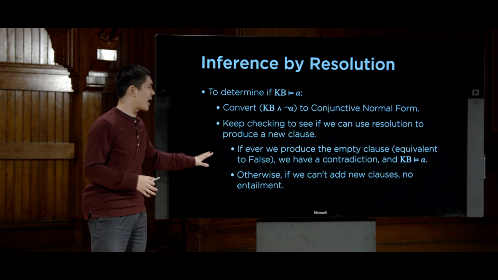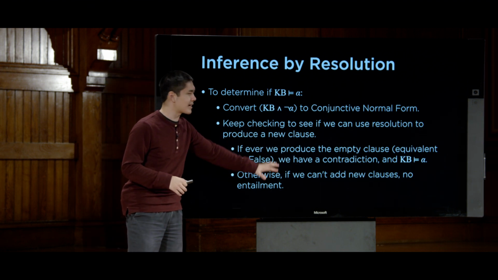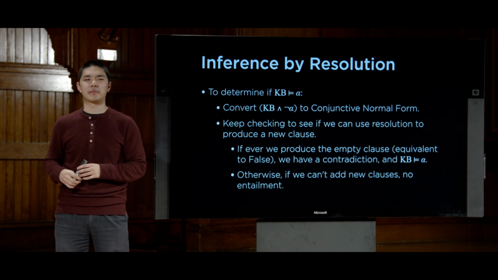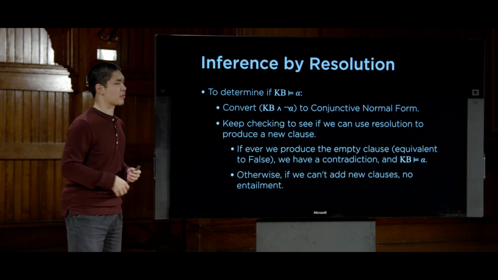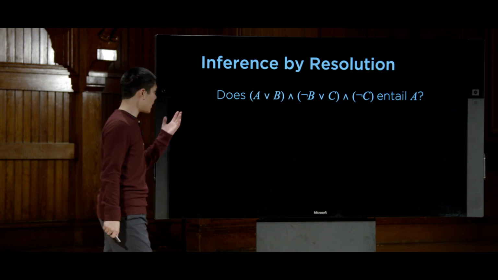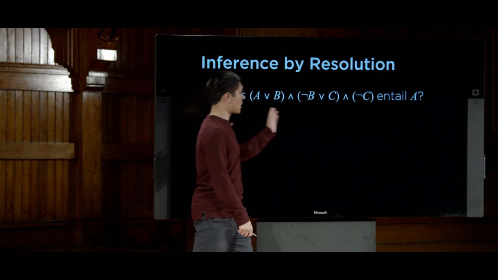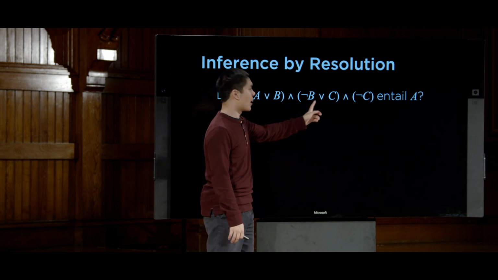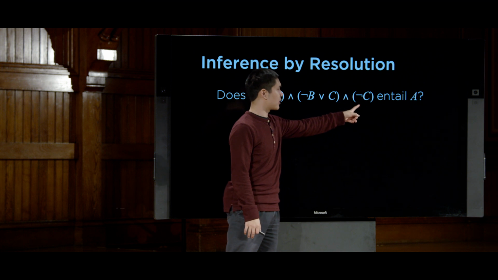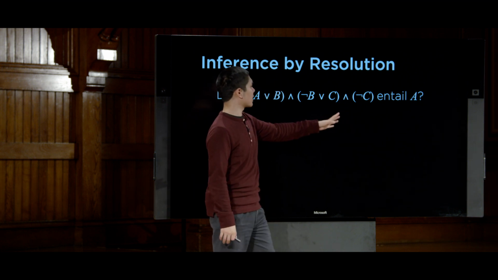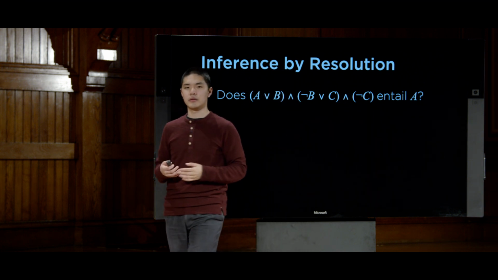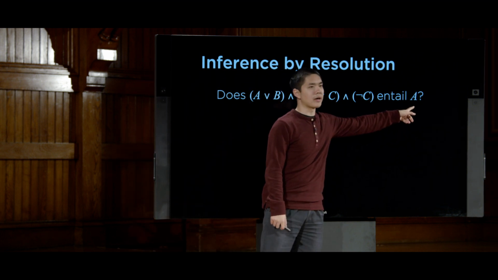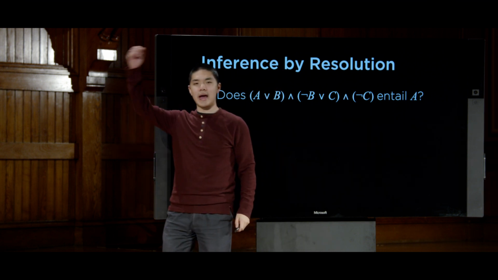And it's very abstract looking, especially this idea of what it even means to have the empty clause. So let's take a look at an example, and actually try to prove some entailment by using this inference by resolution process. So here's our question. We have this knowledge base. Here's the knowledge that we know: A or B, and not B or C, and not C. And we want to know if all of this entails A. So this is our knowledge base here, this whole long thing, and our query alpha is just this propositional symbol A.